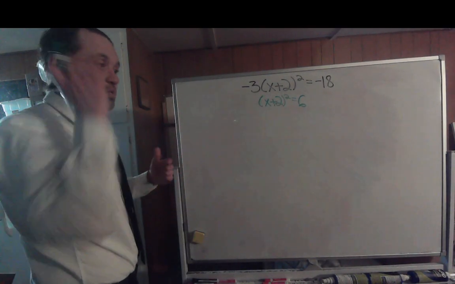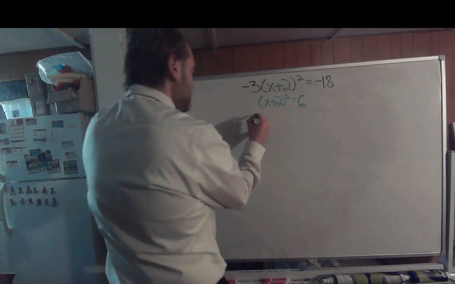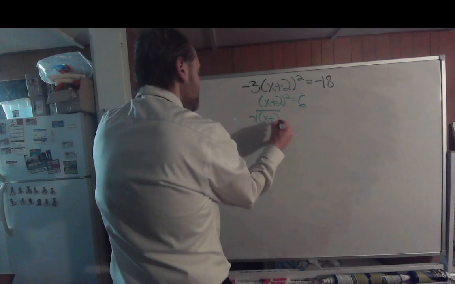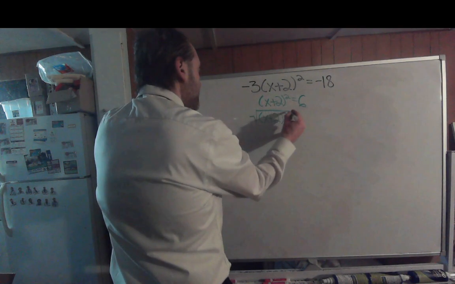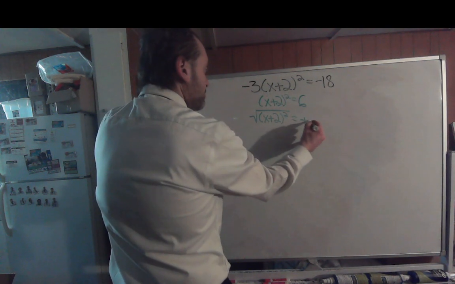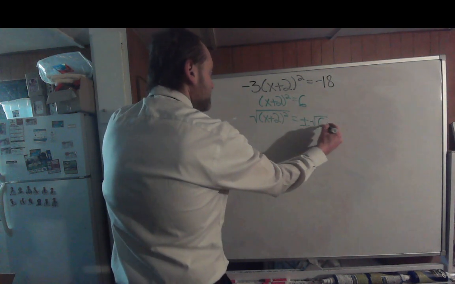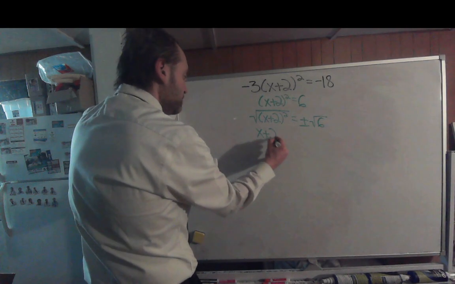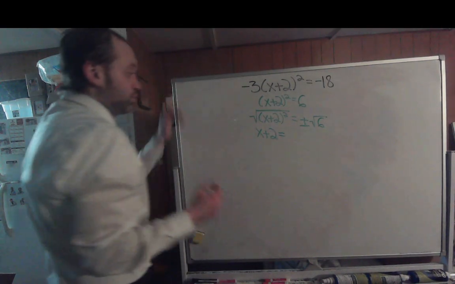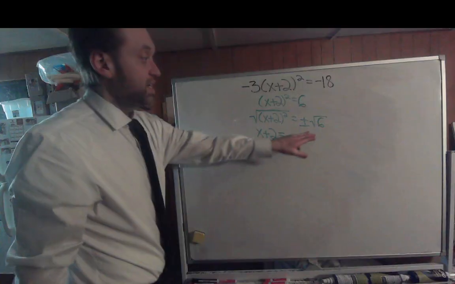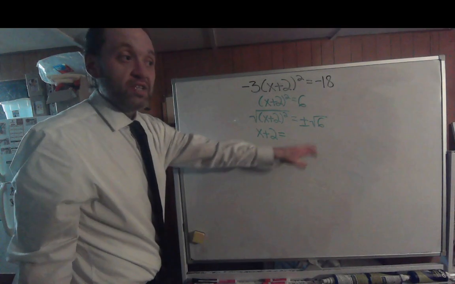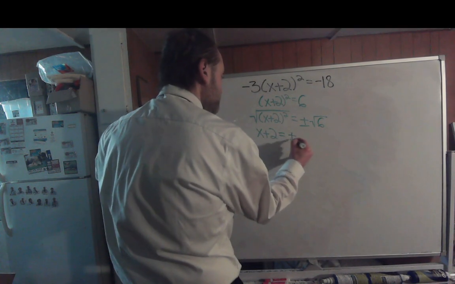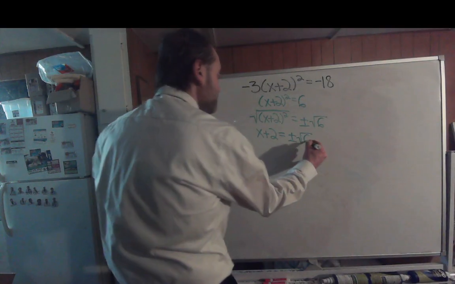Now we can take the square root of both sides. So take the square root of the quantity of x plus 2 to the second power. That's going to equal plus or minus the square root of 6. So on the left side, we'll just simply turn into x plus 2 would equal, now, the square root of 6 is not a perfect square, and none of its factors are. So you'd just have x plus 2 equals plus or minus the square root of 6.